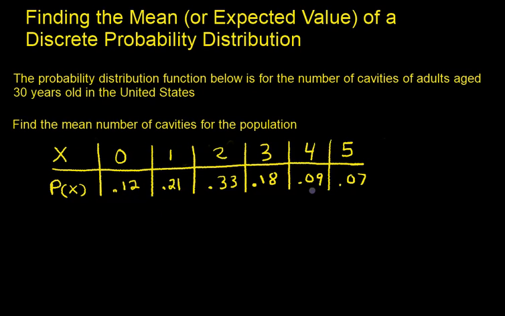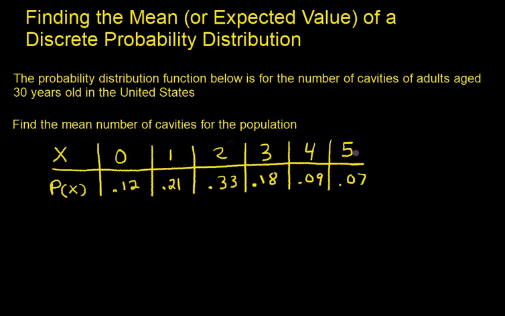this is not data that's coming from a sample, right? What this is saying theoretically is that 12% of the adults age 30 in the United States, that's the population, have 0 cavities. 21% have 1 cavity. 33% have 2 cavities.